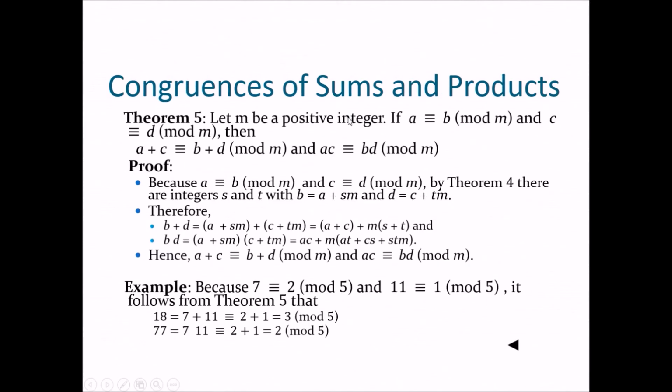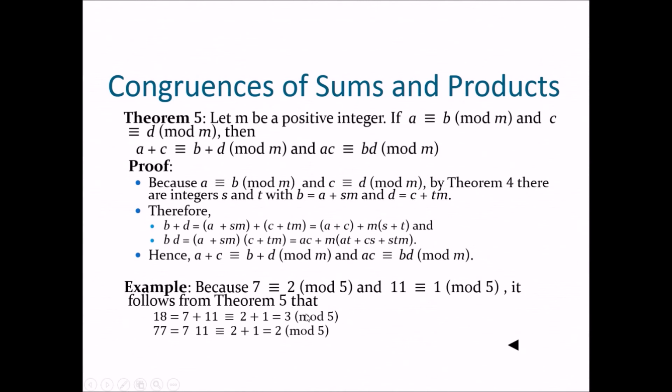Congruence of sums and products. Now there is another result. Let m be a positive integer. If a is congruent to b mod m and c is congruent to d mod m, then we can add both the congruences, and we get another valid congruence relation. By adding the left hand sides and the right hand sides, we have a plus c is congruent to b plus d mod m, and multiplying both the congruence relations, we have ac is congruent to bd mod m. Now you can prove these results. These are straightforward steps, and only use the definition.